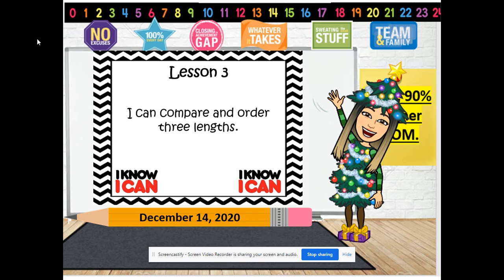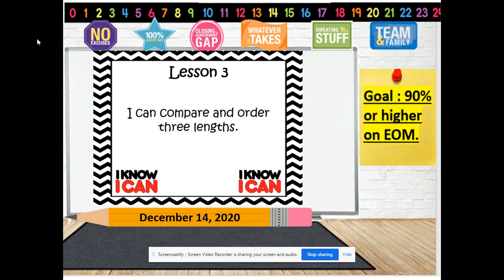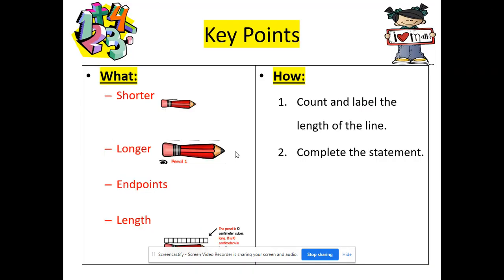It's Eureka time. Today, we are going to continue our Module 3 with Lesson 3. Today's date is December 14, 2020, and our goal is to get a 90% or higher on our end of module. Lesson 3. Our objective for today is I can compare and order 3 lengths, right? Our key points. What do we need to know to be successful?